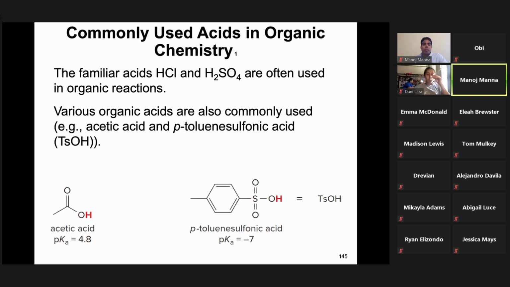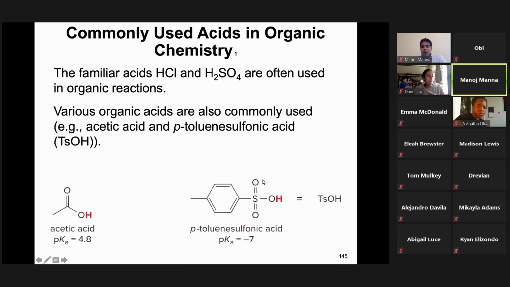Here are some examples of acids. Basically, acetic acid and paratoluene sulfonic acid are organic acids. We all know HCl and H2SO4, but here we can see the pK value over here is 4.8, right? Usually a pK value below 12 we consider an acid. If the pK value is above 12, we call it a base. So paratoluene sulfonic acid and this kind of molecule.